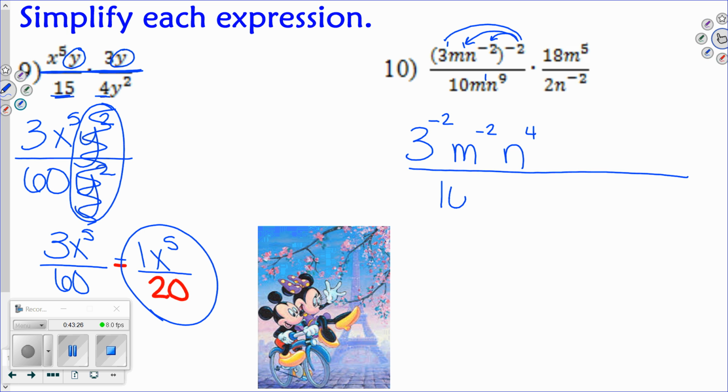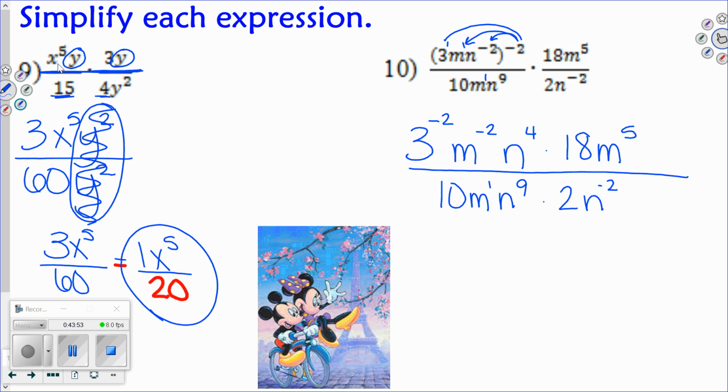On the bottom, I still have a 10, an m to the 1st, an n to the 9th. On the other one, I'm going to combine my fractions just because it makes more sense to me. Right? It's a multiplication problem. I can do that. I can just make one big old fraction bar and put it all together. Now, there's a lot going on in this problem. Okay? One room at a time. Okay? Let's clean the top.